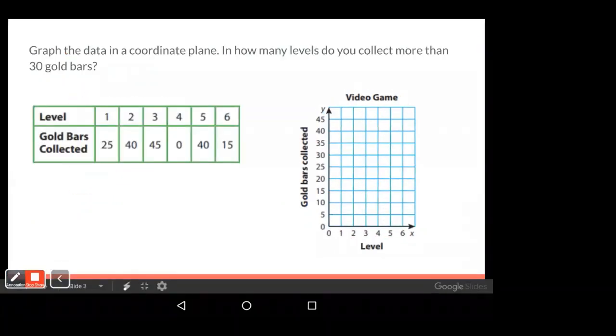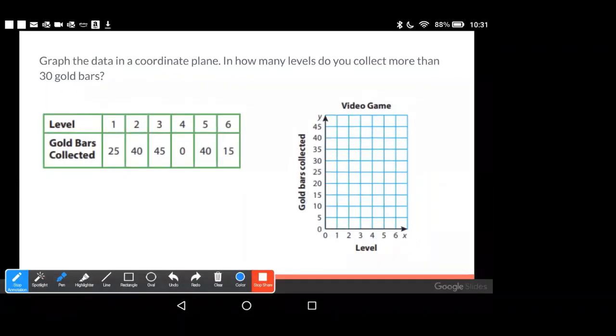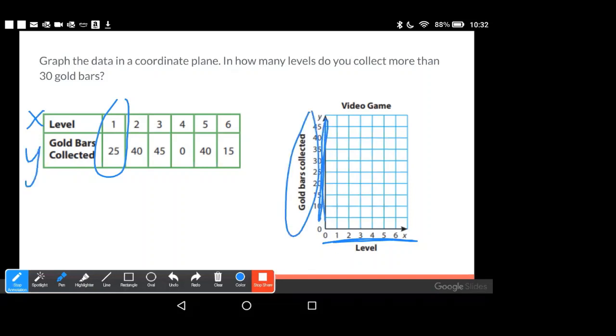Okay, so let's look at the data that goes with this graph. I told you that it was a video game. You had levels and you were collecting gold bars. So right here I've got my 6 levels and the number of gold bars. This is put into a chart, but this would be like me saying that level 1, getting 25 gold bars, is going to be my x and my y. Now the levels are on my x-axis, so these are going to be my x's. The gold bars collected are on my y-axis, so these are going to be my y's.